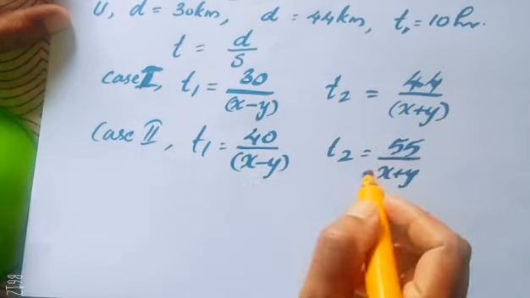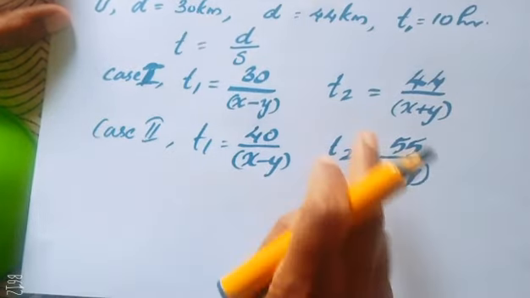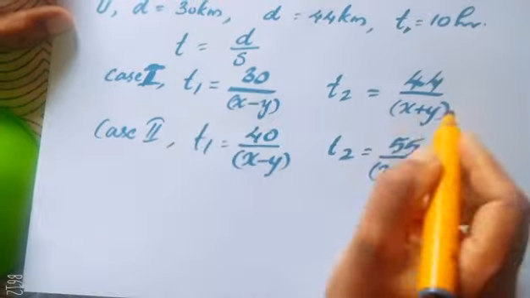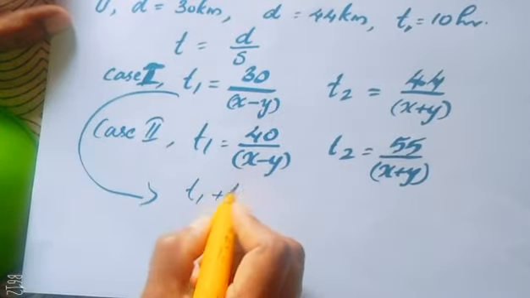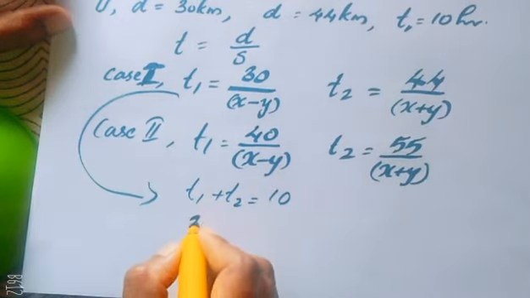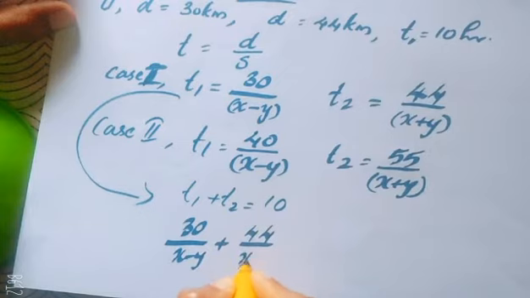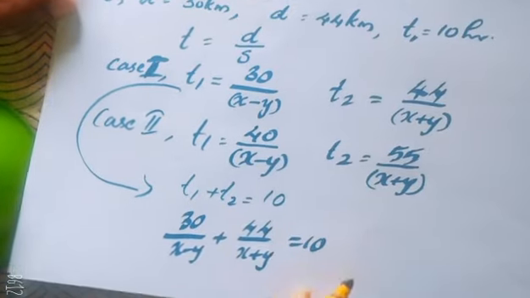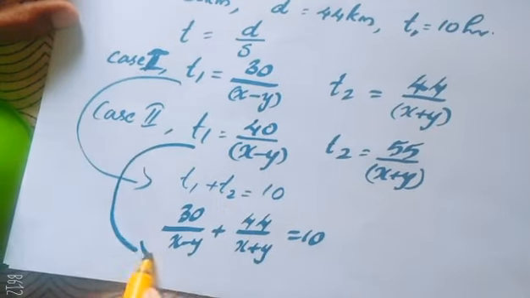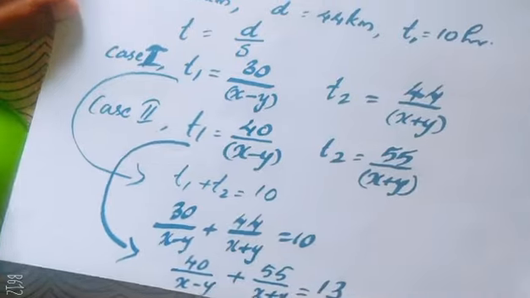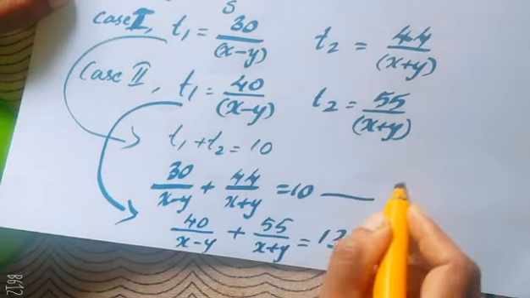See, distance by speed. Here also distance by speed. In case 1, the total time taken for upstream and downstream was given as 10 hours. Now we connect that. In the first case, T1 plus T2 equals 10, that is 30 by x minus y plus 44 by x plus y equals 10. Similarly, from the second case we can write the total time taken, that is 40 by x minus y plus 55 by x plus y equals 13 hours. So these are the two equations we got now.